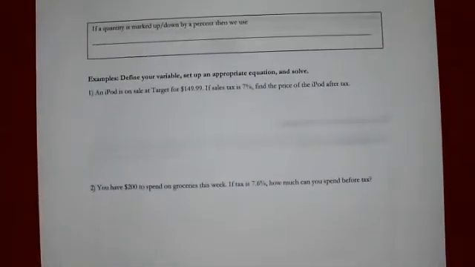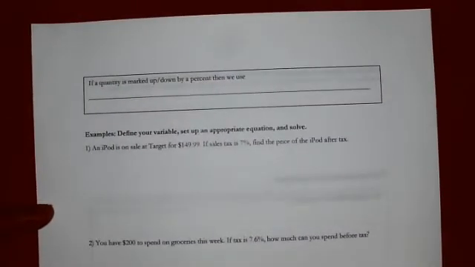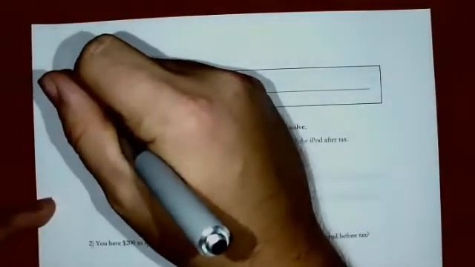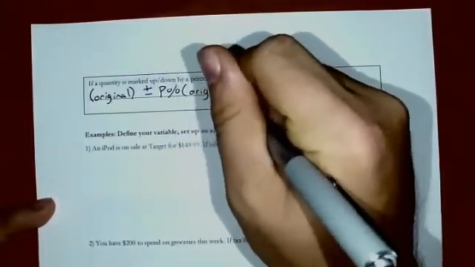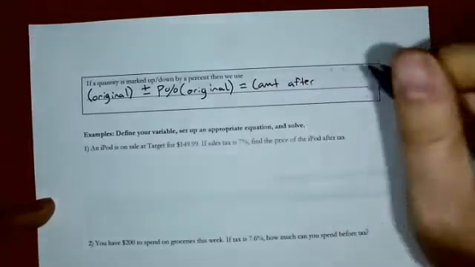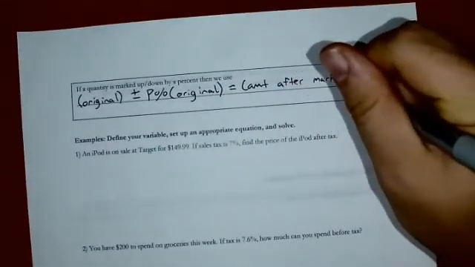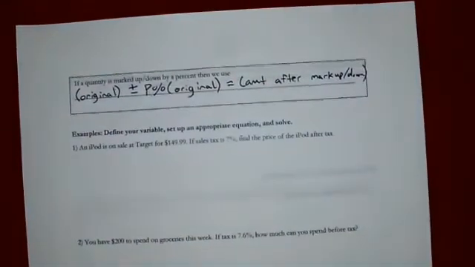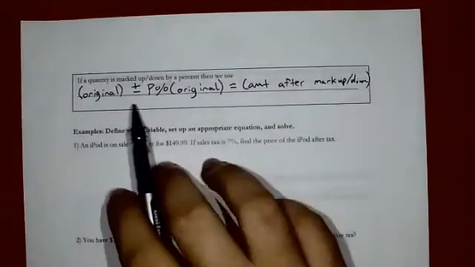So let's talk about percent increases and decreases. This is essentially using percent markups and markdowns. Let's go ahead and look at some of these problems, but before that, let's discuss the following concept. If a quantity is marked up or down by a percent, we use the following concept. It's going to be the original quantity plus or minus some percentage of that quantity is going to equal the amount after that markup or markdown. Of course, if it's being marked up, we'll use addition. If it's being marked down, we'll use subtraction.